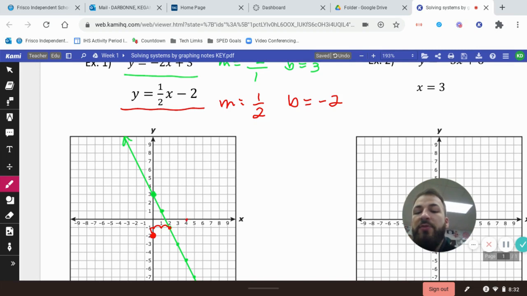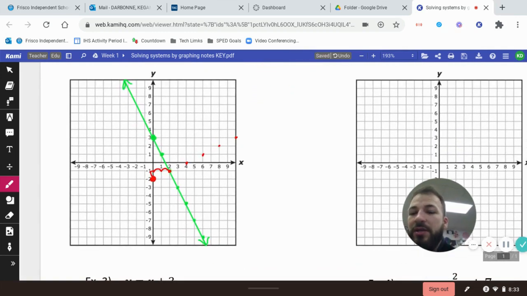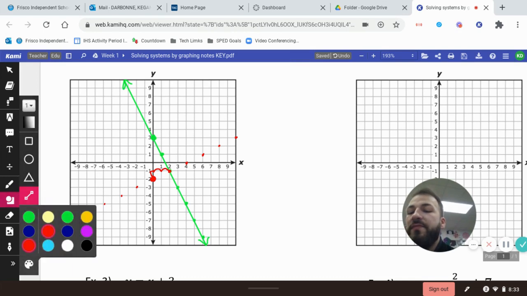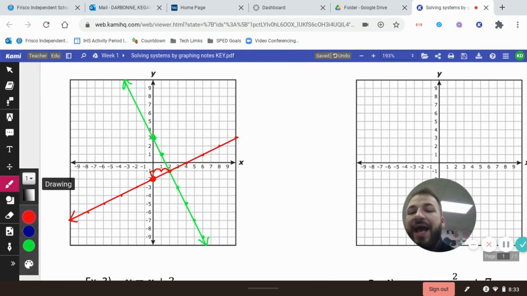And then I can keep repeating if I want to get some more points. And of course, you can also go the opposite direction to get more points the other way as well. And then once you feel like you got enough, you can add in that line. And of course, add in your arrows.